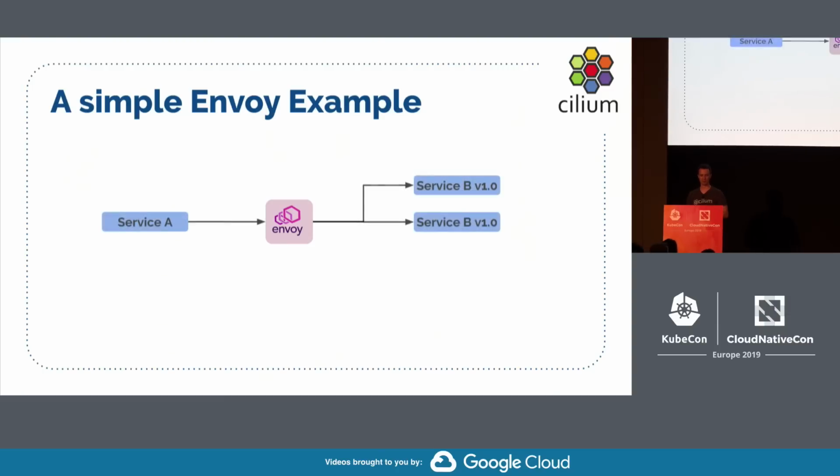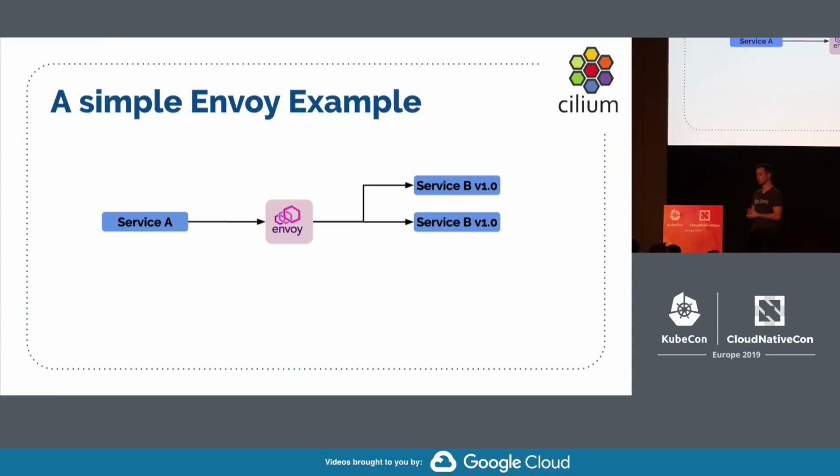Simple Envoy example to kind of illustrate this. So this is an example of using canary releases. You're running service A and service B. Service B is currently version 1.0. You could run Envoy in between them and do load balancing, so already splitting 50% of the traffic across both services.